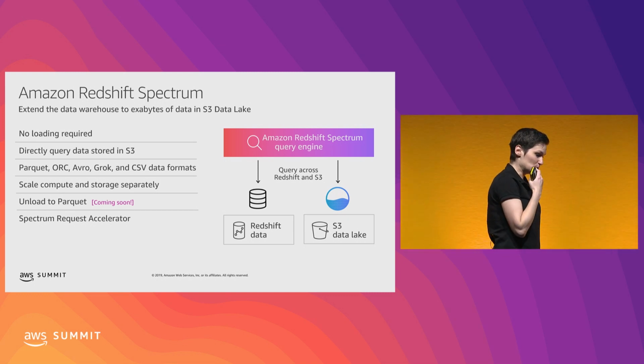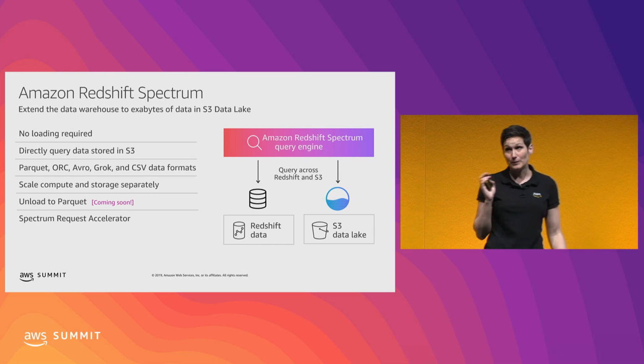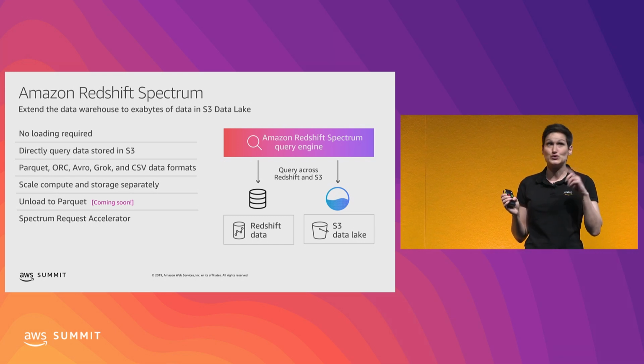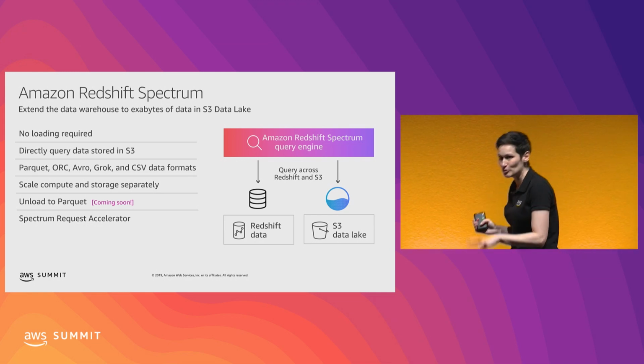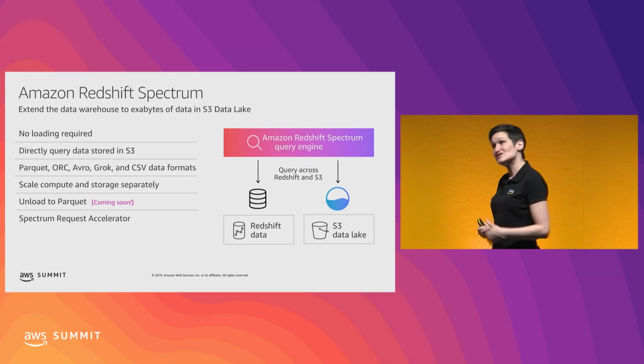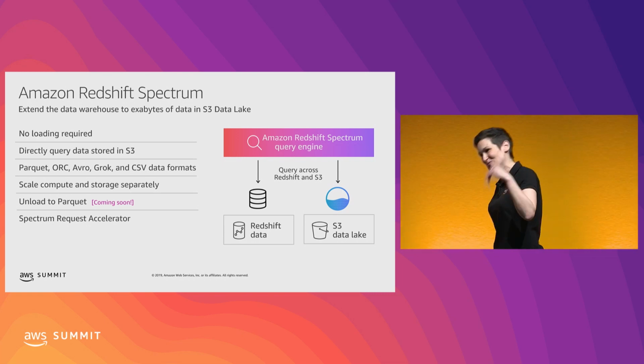Remember that with Spectrum, you pay for the data processed to execute your queries. So you might want to consider using columnar formats like Parquet, which not only will optimize performance, but also reduce cost.